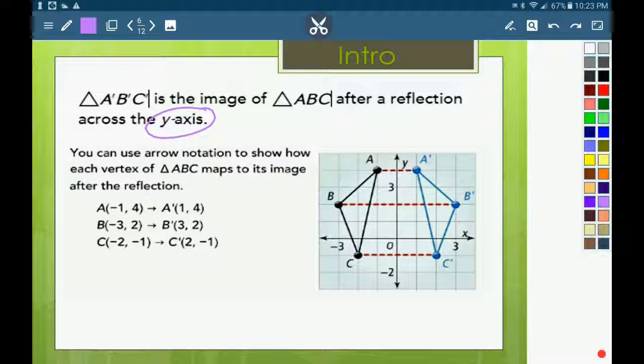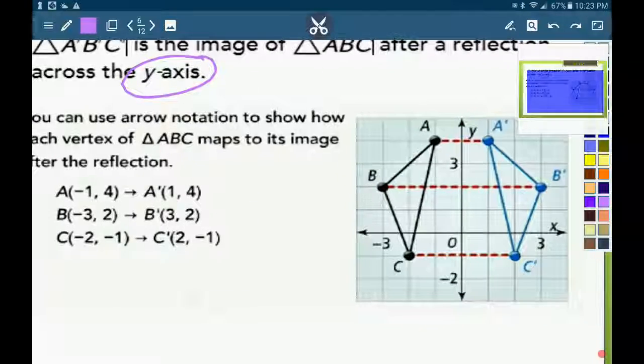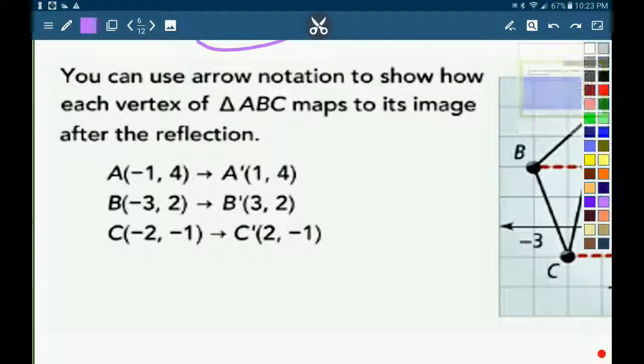Especially when we're reflecting across the x or the y-axis, you should be able to notice some patterns in the arrow notation. So if you look at this reflection, we literally just wrote down what the coordinates were from ABC and A prime, B prime, and C prime. Okay, so let's notice what's happening with these points here. I'm actually seeing that to go from this x to this x, it just changes from negative to positive, whereas the y's stay exactly the same.